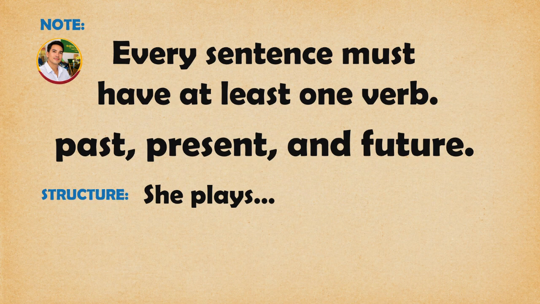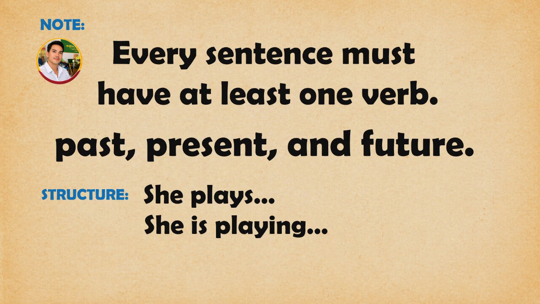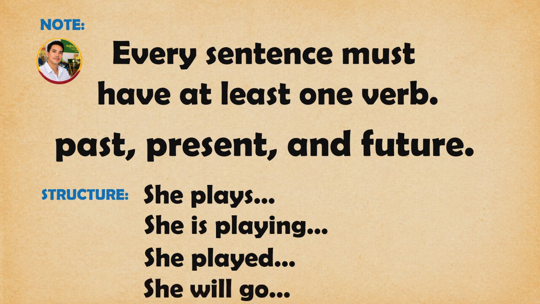She plays. It is in the present. She is playing. It means the action is happening now. She played. It means the action is in the past. She will go. It is in the future. So you can see how verbs change depending on time, isn't it? Alright, so I hope you understand.